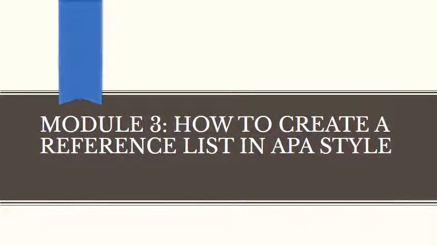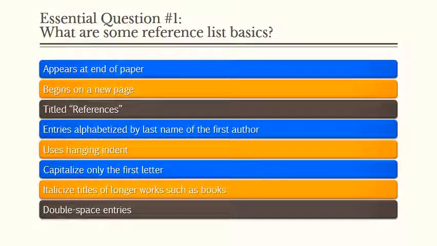In module number 3, we discussed how to create a reference list. Essential question number 1 was, what are some reference list basics? We learned the reference list appears at the end of the paper. It should begin on a new page.